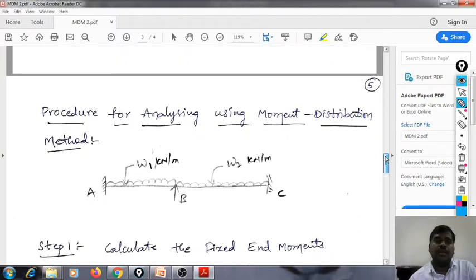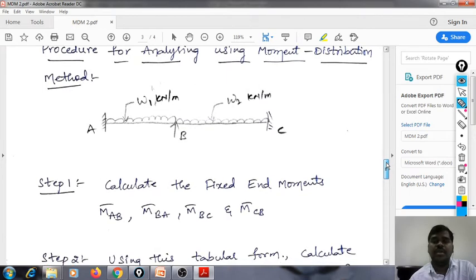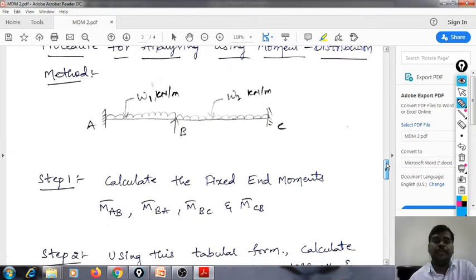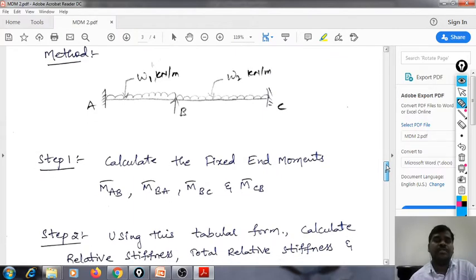And now the procedure for analyzing a beam using the moment distribution method. The same method can be applicable to portal frames also. Suppose we have A, B, C as a continuous beam, simply supported at B and fixed at A and C. W1 is the load on AB and W2 is the UDL on BC. The first step is to calculate the fixed end moments.